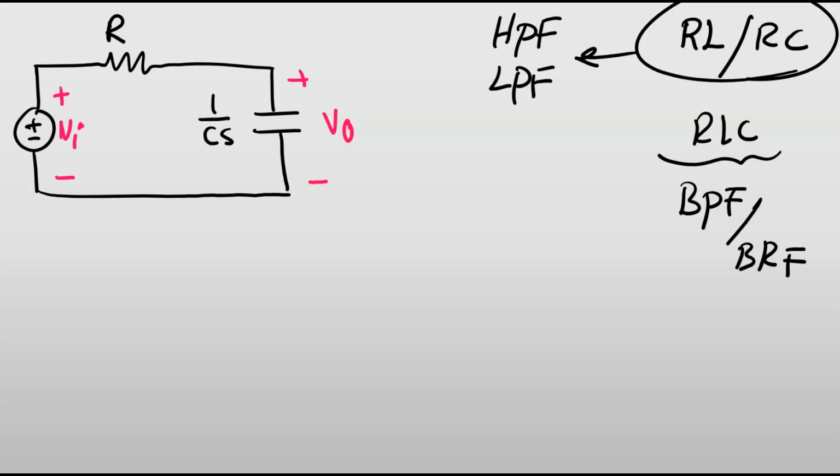Another circuit I want you to look at is an RL circuit. This time I have an inductor in series with a resistor. The impedance of the inductor is LS, and here I have R. Again, the voltage of my input is VI, and the output voltage is going to be the voltage of the resistor, or VO.